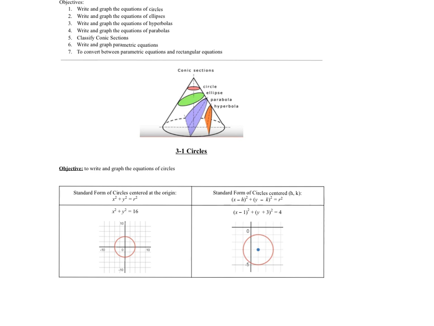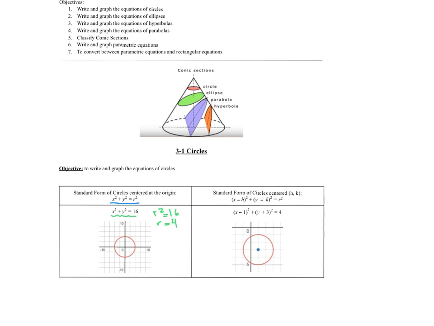Today we're going to start our unit on conic sections, which means that we're going to start with circles. And the objective today is to write and graph the equations of circles. The standard form of a circle centered at the origin is just x squared plus y squared equals r squared. So if you look at the first example, we have x squared plus y squared equals 16, which means that r squared equals 16, so our radius is equal to 4, and then you can see that on the graph.